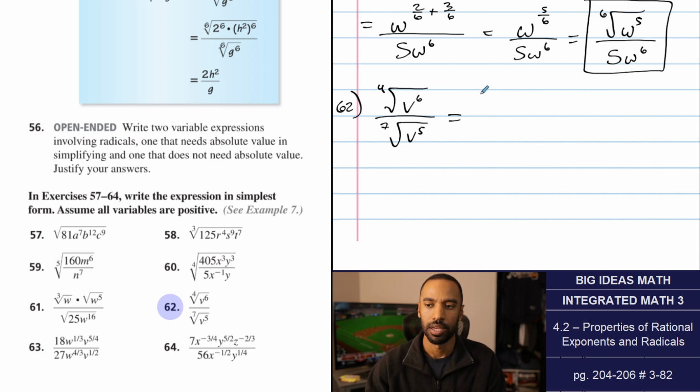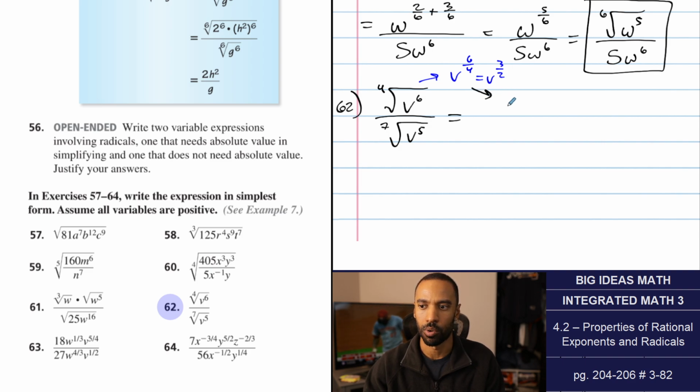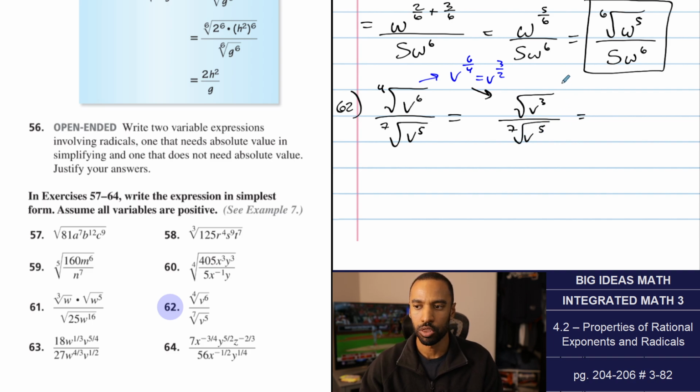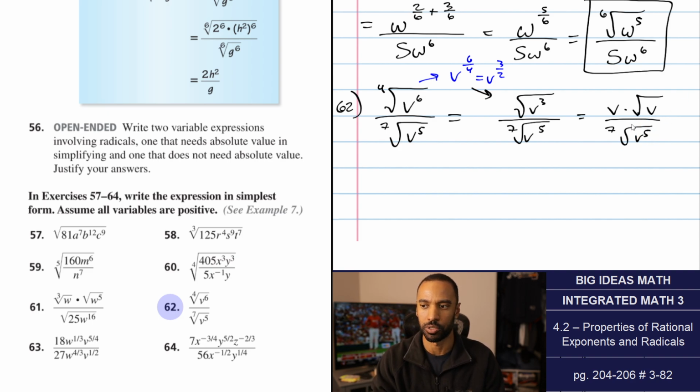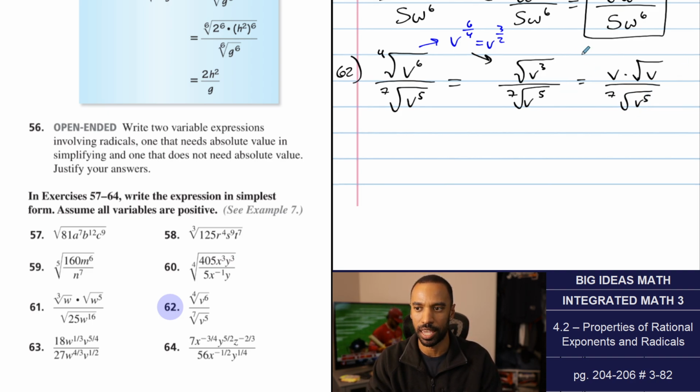But on the top, keep in mind, this is v to the 6 over 4 power, which is v to the 3 over 2 power. Now, I'm going to rewrite that as the 2nd root or square root of v cubed. And by the way, I can still simplify what's inside there. I'm not even done, because for the square root of v cubed, 3 divided by 2 is 1 with a remainder of 1. So v times the square root of v over the 7th root of v to the 5th. Now, 2 reasons we're not done here. 1, they're not fused together as one radical. 2, I can't have an irrational denominator. Remember, 5 can't divide by 7, so we can't do anything there.